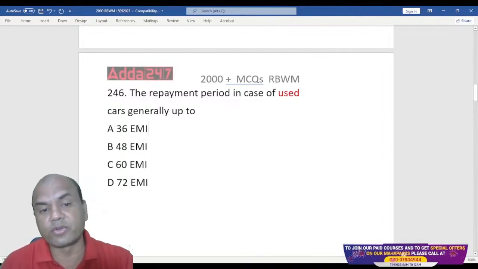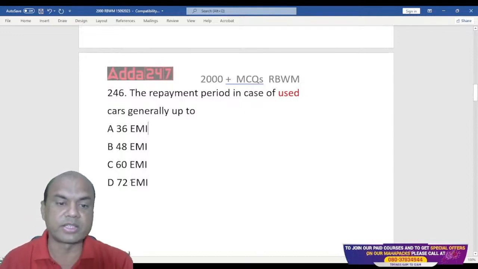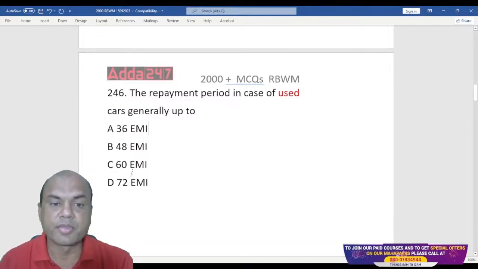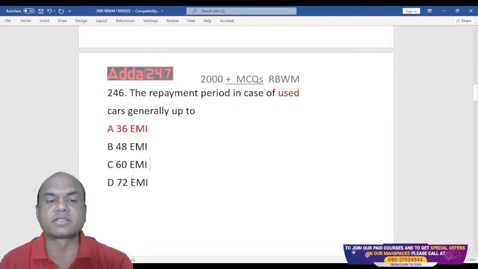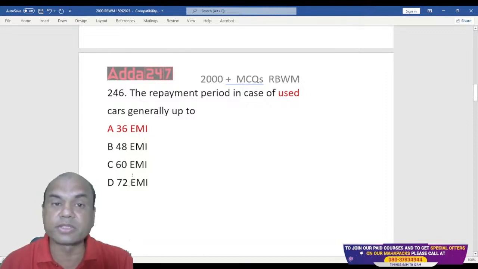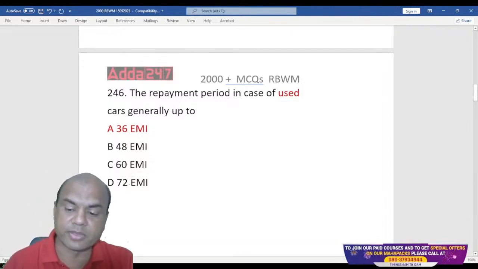But generally for used car it is, everyone, what is the answer? Let me see, what is the answer you guys are giving? For used car it is 36 months. For used car loans we are giving 36 months, and for new car loans it is just 5 years, 60 months, right?